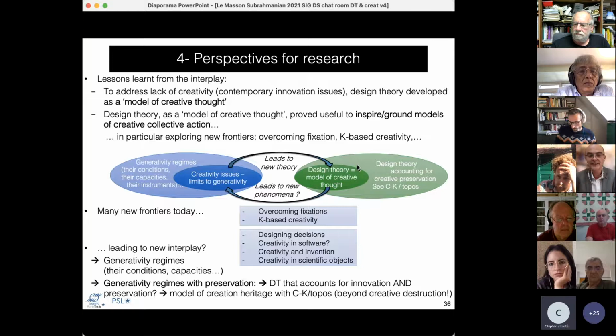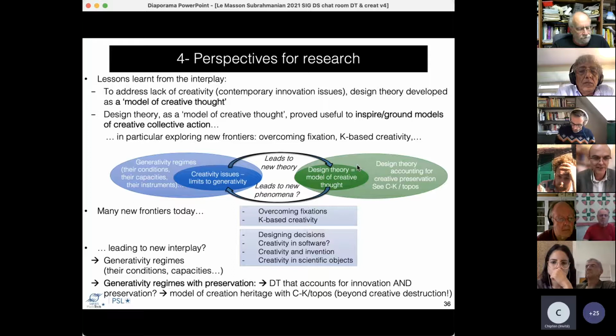Is this only a kind of poor trade-off, or are there interesting models of the capacity to be creative in preservation? This is something that we are now exploring with a new version of CK. It's called CK Topos, that helps to go beyond creative destruction and address the question of creative heritage. So you see, this is a never-ending process, and this is good for research.